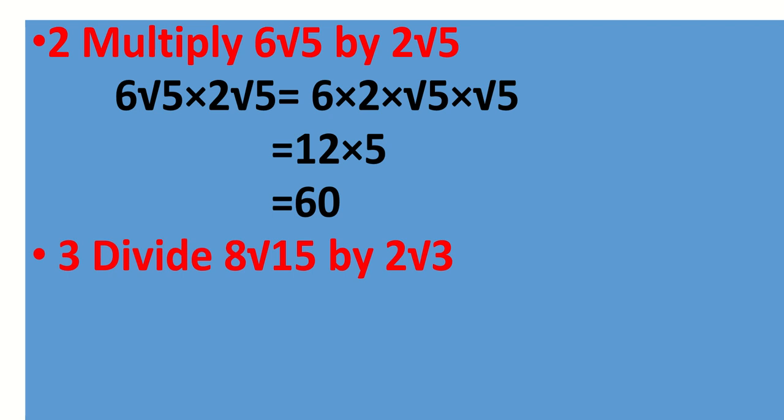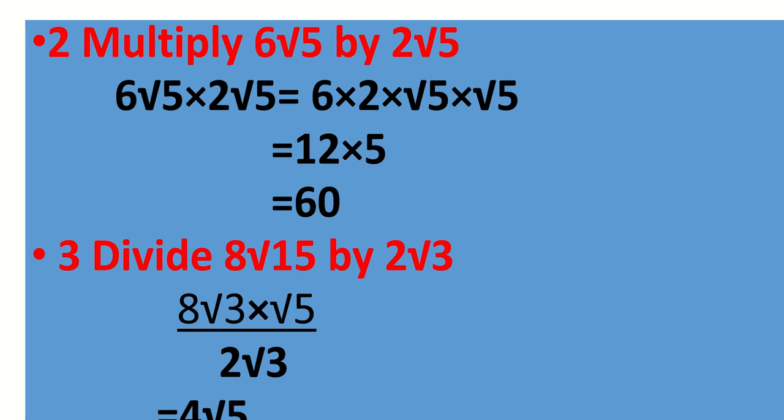One more. Divide 8 root 15 by 2 root 3. First we'll write 8 root 15 like this: 8 into root 3 into root 5, divided by 2 root 3. Here, in both the numerator and denominator, root 3 is common. So it will cancel. Then 8 is divisible by 2 how many times? 4 times. So the answer is 4 root 5.